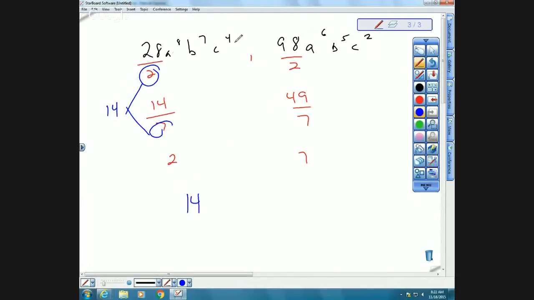How many A's could I take out? It would be 6, right? I have 6 here and 8 here, so that means I can take at least 6 from both of those. 7 and 5, so that would be 5. You just take the smaller exponent. 4 and 2. 2, you take the smaller one.